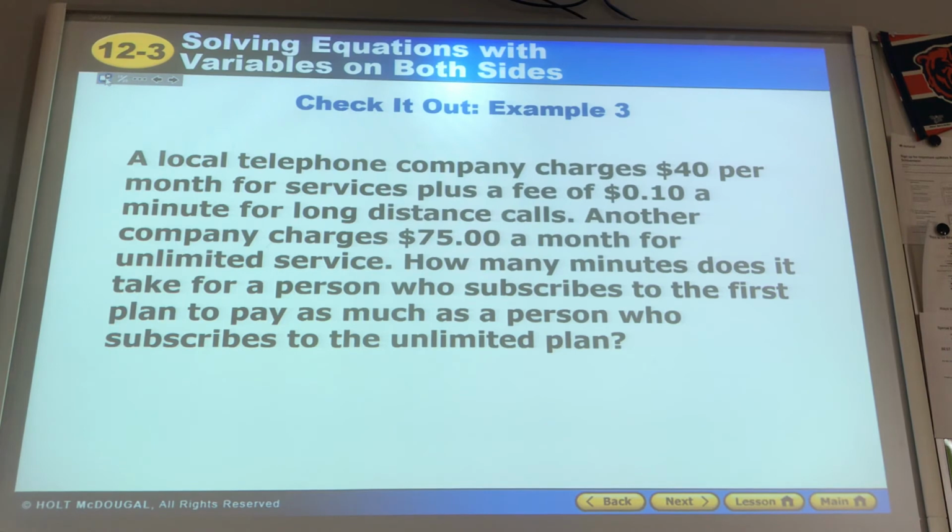A local telephone company charges $40 per month for services plus 10 cents a minute for long distance calls. Yes, you used to have to pay for long distance calls, not anymore. Another company charges $75 a month for unlimited services. That's more what you're used to. All right. How many minutes does it take for a person who subscribes to the first plan to pay as much as a person who subscribes to the unlimited plan?